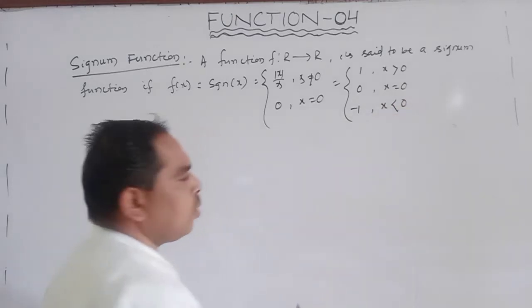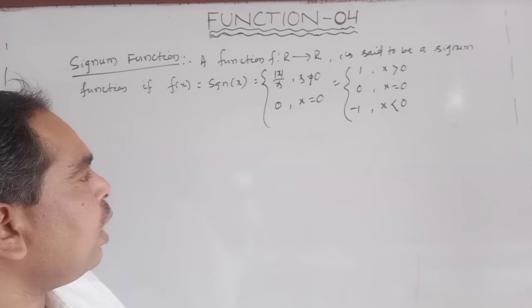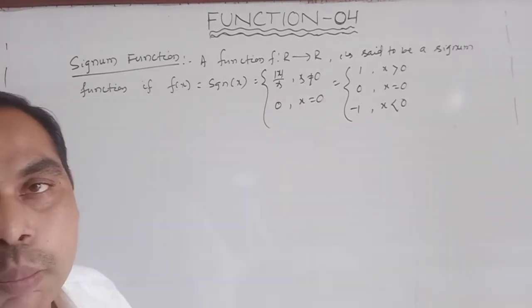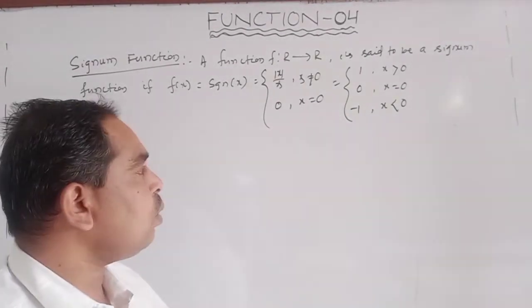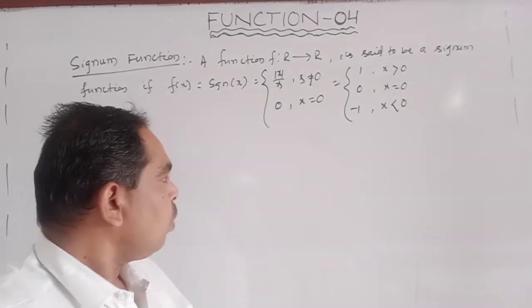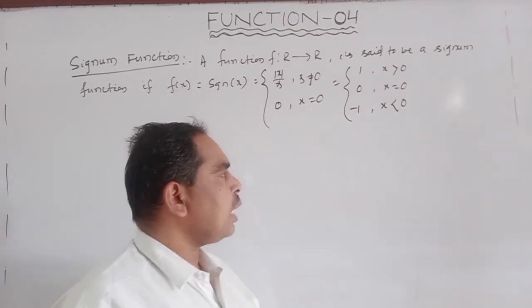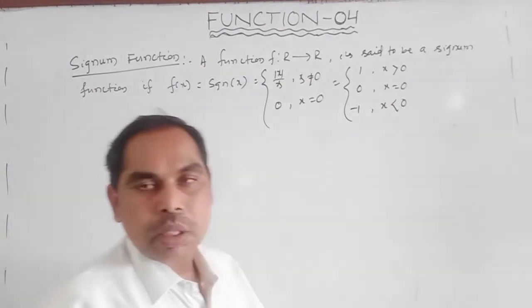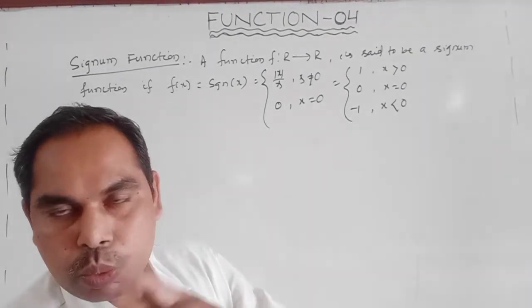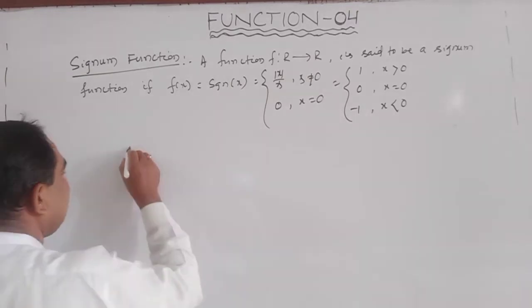Mod of x is equal to x when x is greater than 0, so x cancels, it is 1. Mod of x is equal to minus x when x is less than 0, so minus x by x is equal to minus 1. Okay, so when x is greater than 0, it is 1, when x is equal to 0, it is 0, and when x is less than 0, it is minus 1. So it always gives 3 values only: 1, 0, minus 1.